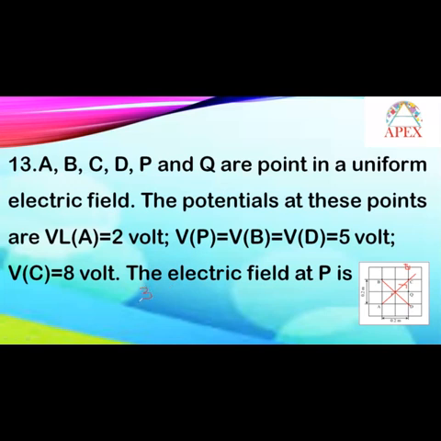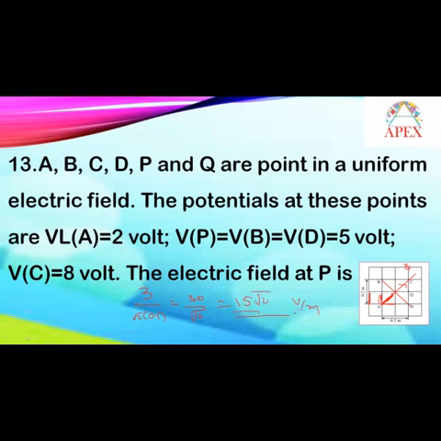Potential difference is 3. The distance from this point to this point, the total length, is given as 0.2. This length is 0.1, this length is 0.1. According to this information, this length also will be 0.1. So what is this distance then? Root 2 into 0.1. So that is equal to 30 by root 2, and that is equal to 15 root 2 volt per meter.